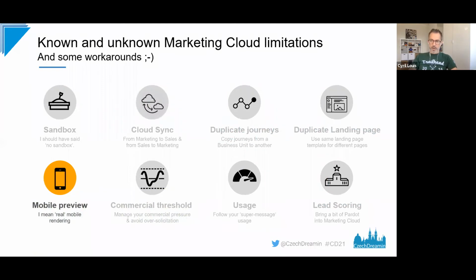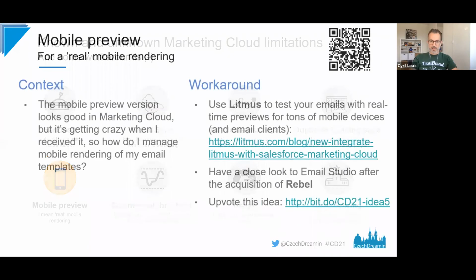A lot of people are now opening their email on the mobile device. So with Marketing Cloud, you have this kind of preview. Sometimes it looks good on a preview, but when you receive it, it's super crazy. So you will have a question: how to make sure that my mobile template is okay, for real? The workaround that I found is to use Litmus.